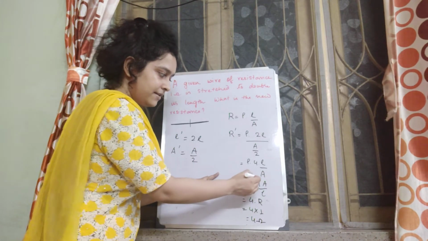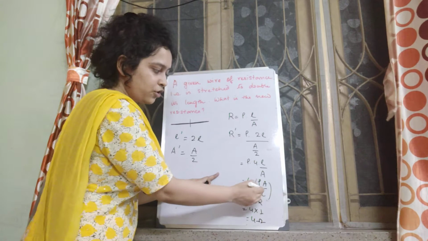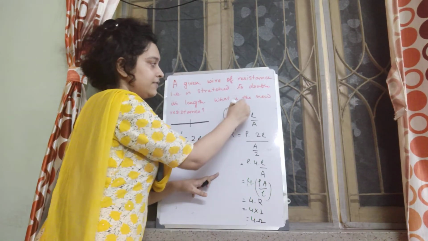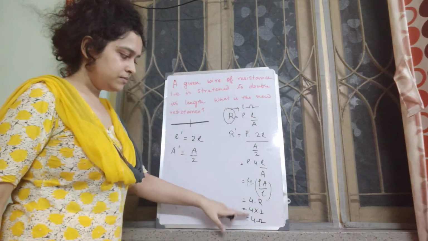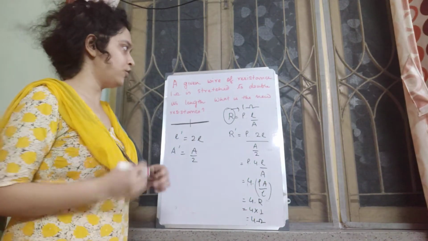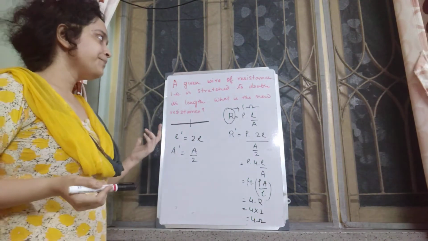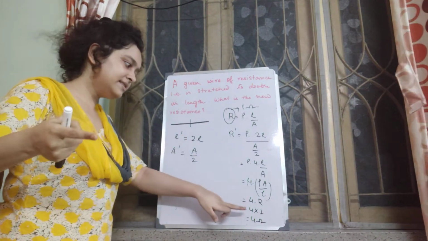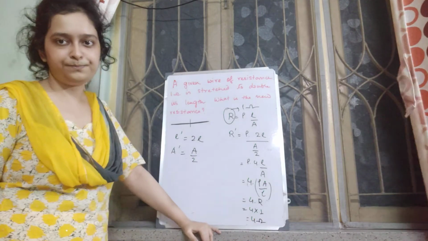So can I write like this? What is rho into A by L? This is R. What is R? Given 1 ohm. So 4 into 1, 4 ohm. So see, you are stretching the wire to double its length, but the resistance is getting 4 times now.